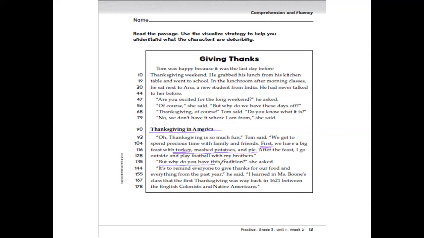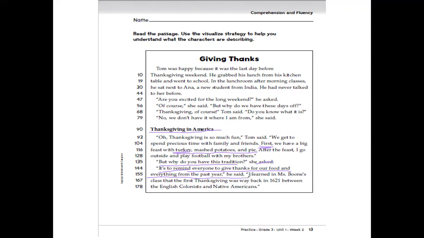But why do you have this tradition? she asked. Now they're going to explain what Thanksgiving is and why they have this tradition. It's to remind everyone to give thanks for our food and everything from the past year. In our religion, we say Alhamdulillah, but it may be different in their religion. We don't have Thanksgiving, but we can say Alhamdulillah anytime.